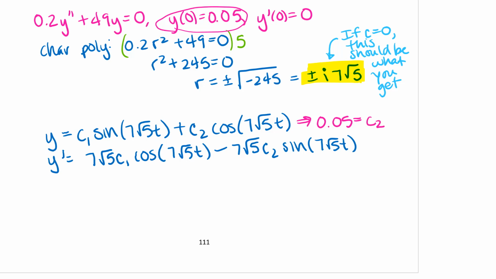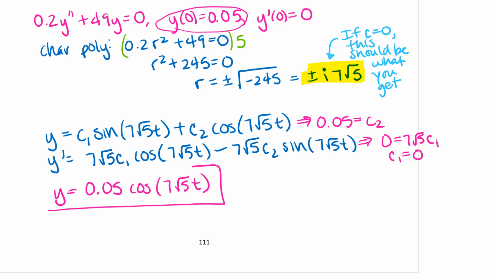And then for the second one, when I plug my initial values into this one, I will have 0 equals 7 square root of 5 C1. Cosine of 0 is 1. The sine term will drop out, so I'll get C1 is equal to 0. All right, so at that point, I've got my solution to the initial value problem that it asked me to find. There is my solution in exact form.